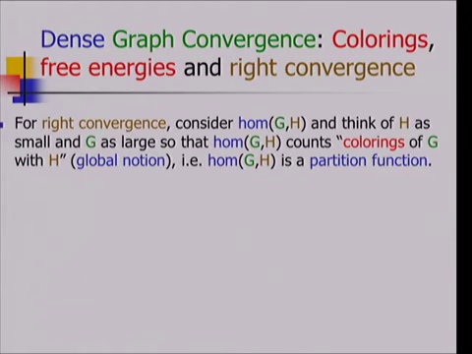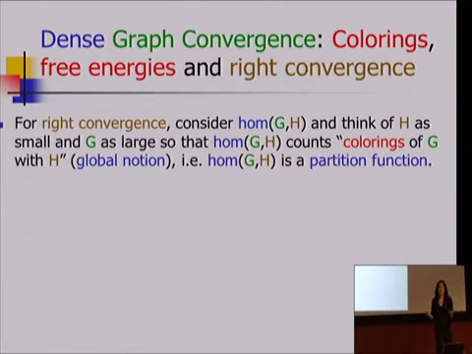So if I were doing the independent set problem, I would just have a small graph H with 2 vertices on it. And okay, so then I can think of hom as a partition function, okay? And so if I have a partition function, then what do I want to do with it? I want to get an energy out of it.